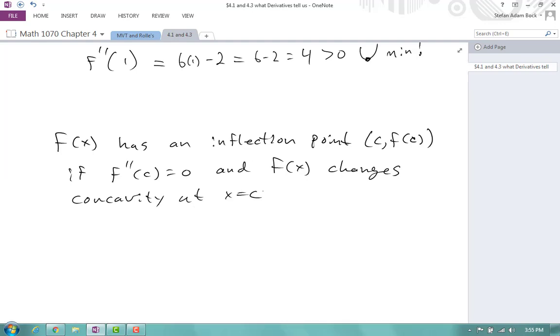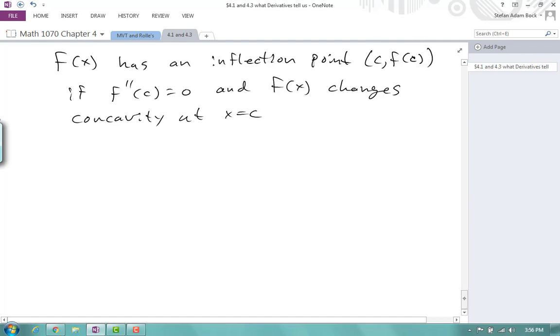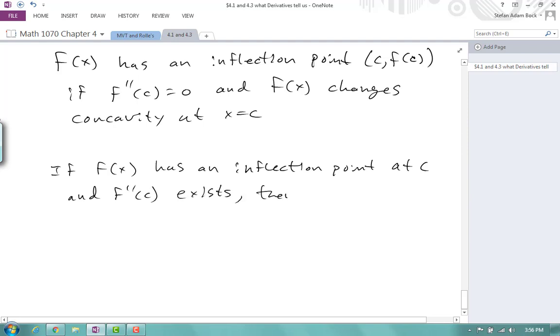That means my second derivative at c is equal to 0, but it's negative on one side and positive on the other. Similar to how when we were looking for maximums and minimums, I was looking for when the first derivative was negative on one side and positive on the other. And so we actually have a similar statement as we did for the first derivative. If f of x has an inflection point at c and f double prime of c exists, then f double prime of c must be equal to 0.